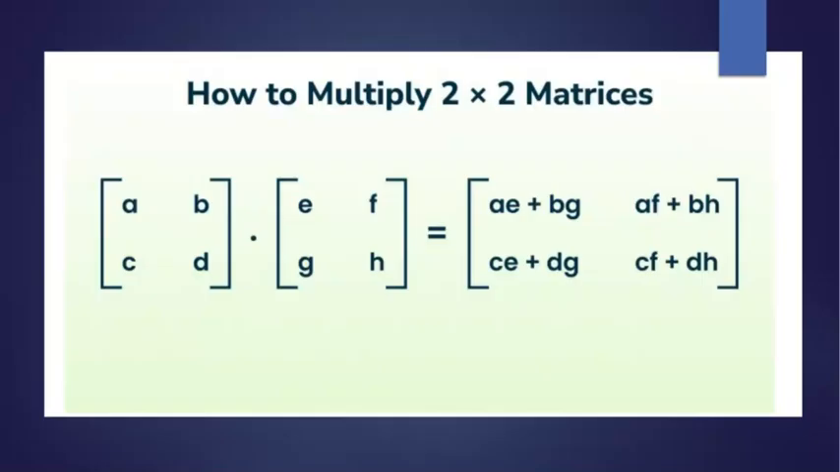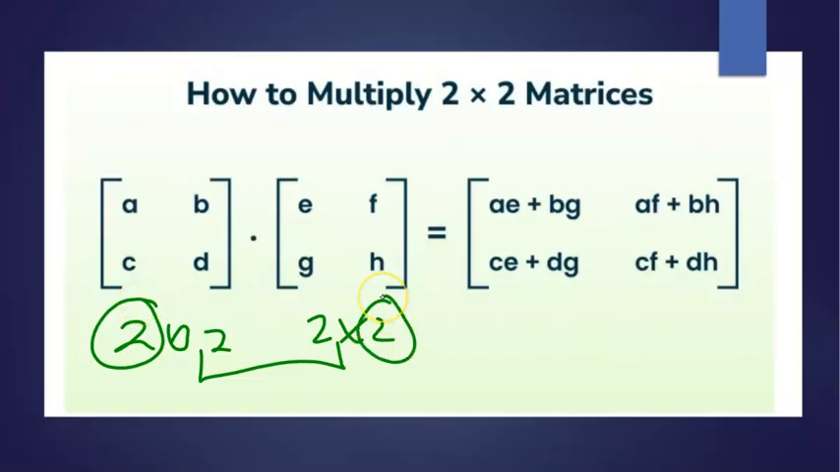So here, this is a 2 by 2, and this is a 2 by 2. Because these middle two are the same, your answer has the dimensions on the outside, which is a 2 by 2. And so we're going to do the row of 1 times the column of 1. So A, and you're just going to rotate that. So it's A times E plus B times G.